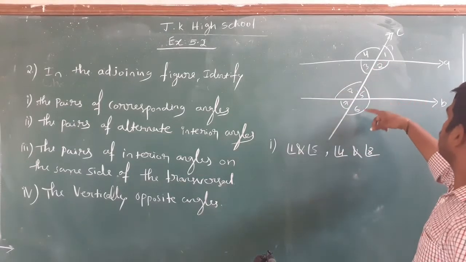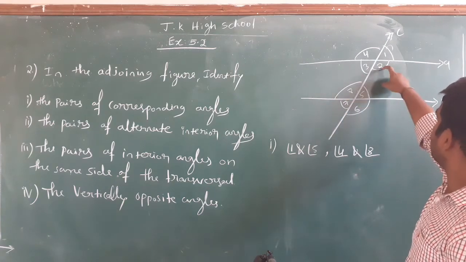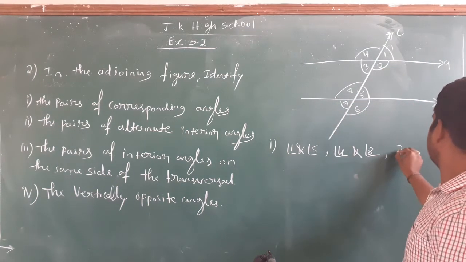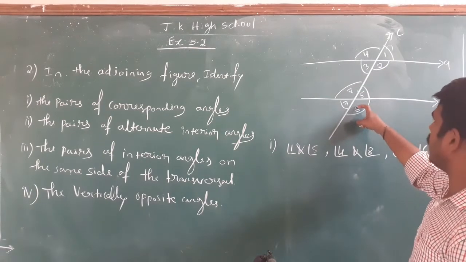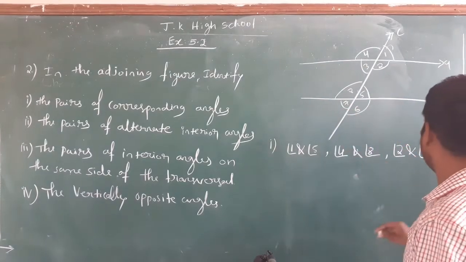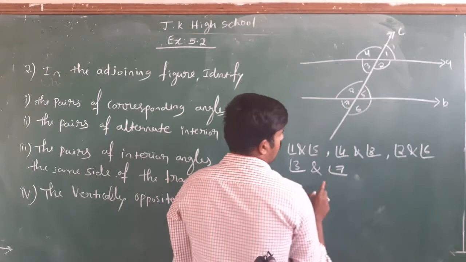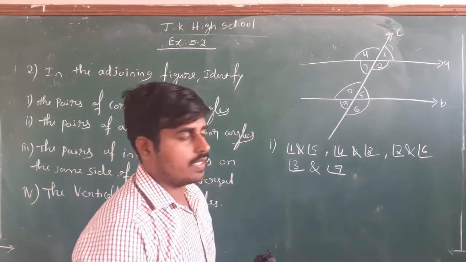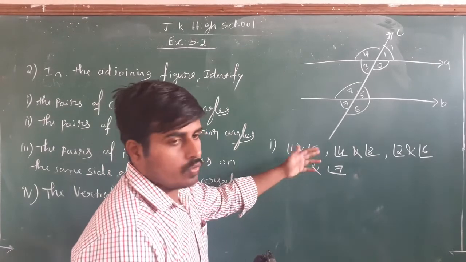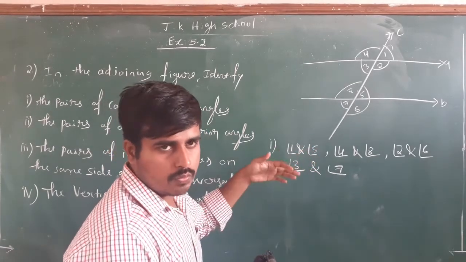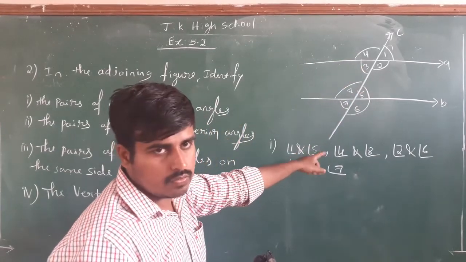Next. 1 and 5 is over, 4 and 8 is over. Now move towards 2 and 6: angle 2 and angle 6 are corresponding. Angle 3 and angle 7. Total 4 pairs of corresponding angles are formed. 1 and 5, and 5 and 1 are the same, so no need to write it once again.